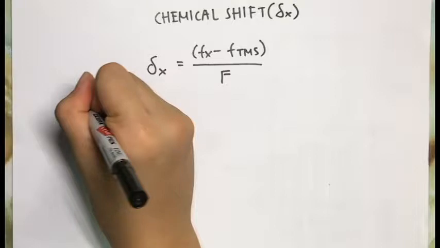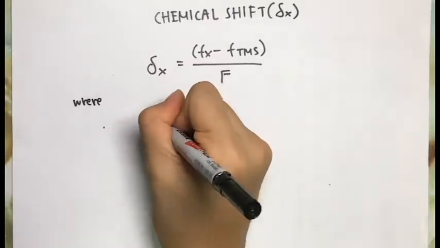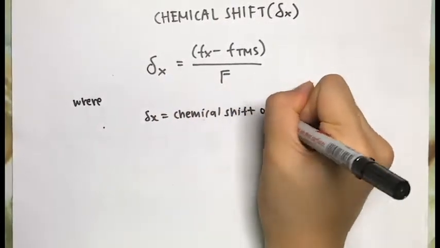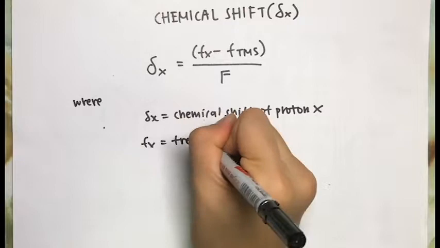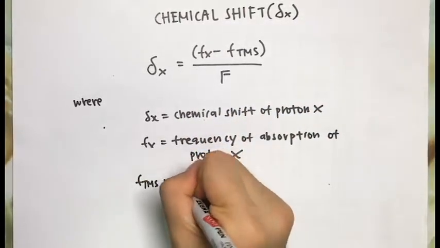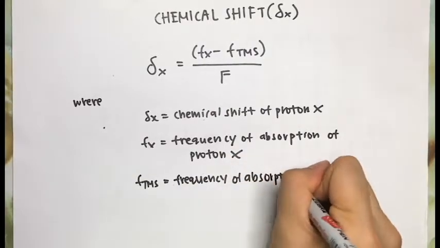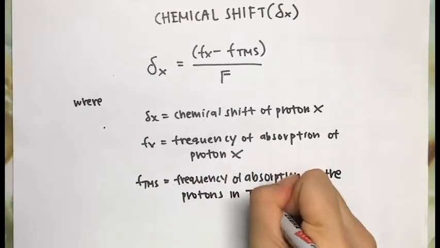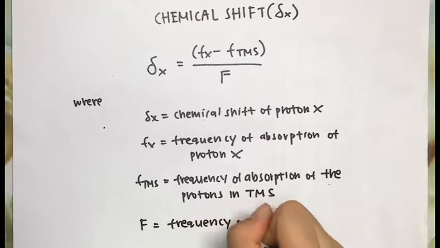To calculate the chemical shift, we can use this formula as shown, where delta x equals chemical shift of proton x, Fx equals frequency of absorption of proton x, F_TMS equals the frequency of absorption of the protons in TMS, and F equals frequency of irradiation in megahertz.